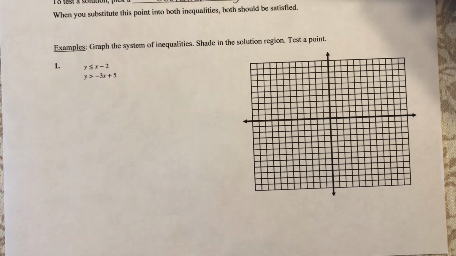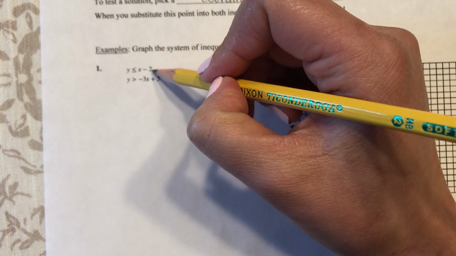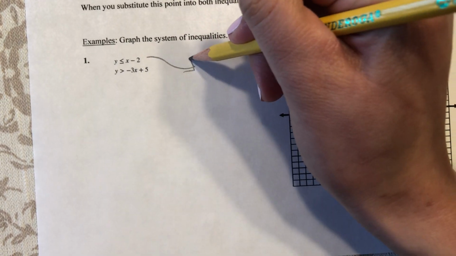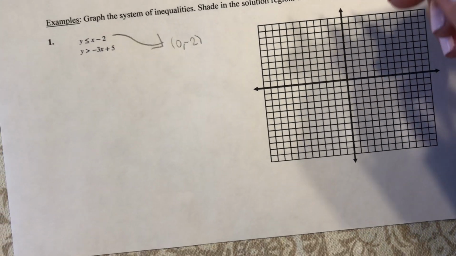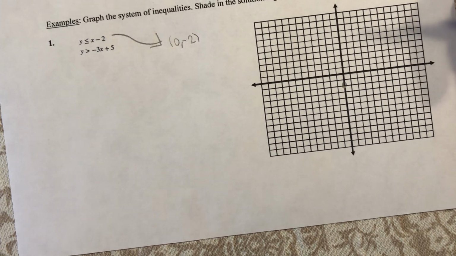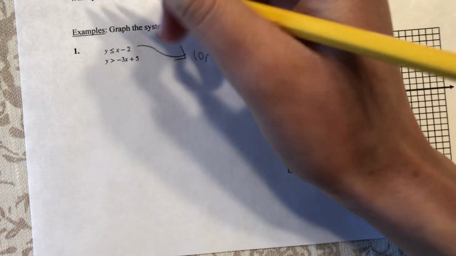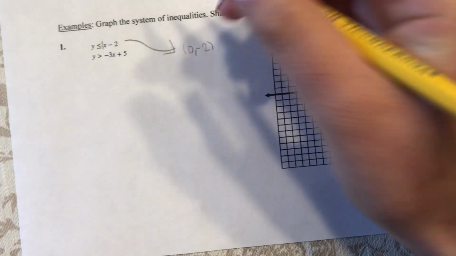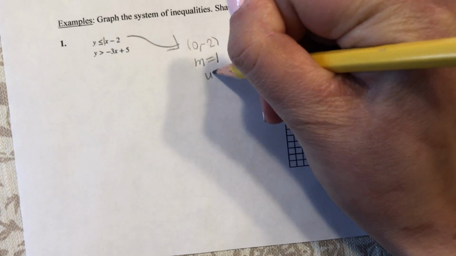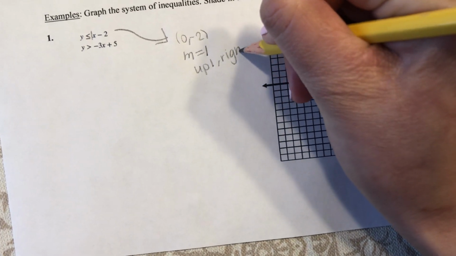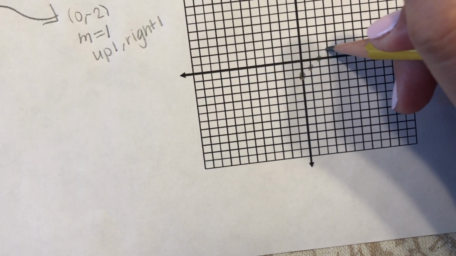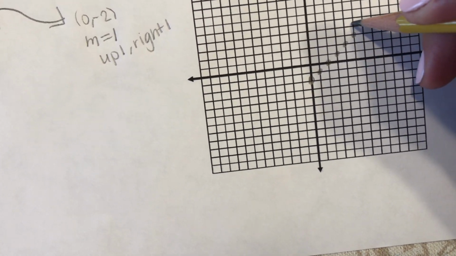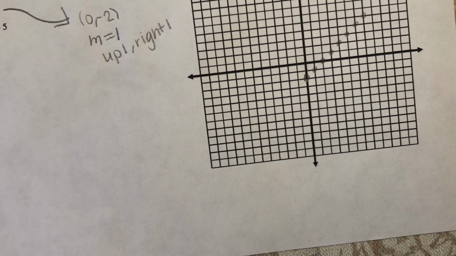So for this one, maybe I'll just do pencil. For this first line, I'm going to start at (0, -2), because -2 is my b and that's my y-intercept. So I'll put a dot on -2. Then my slope is the number in front of the x, and since it's not there, I understand that as a 1. My slope is 1, and that means I'm going up 1, right 1. I'm going to get the rest of my points by just going up 1, right 1, and I'm going to cover my entire plane. It's important, especially because I don't have a ruler, that I cover my entire plane.